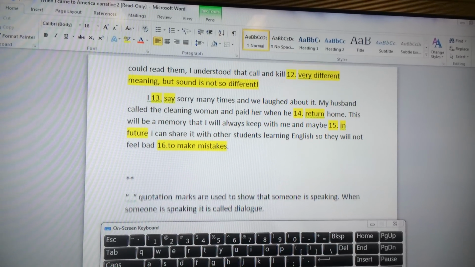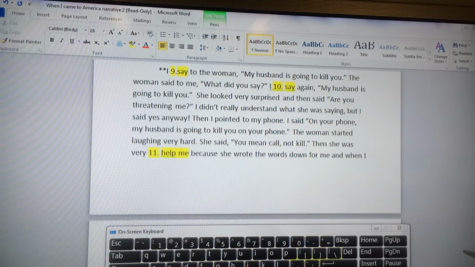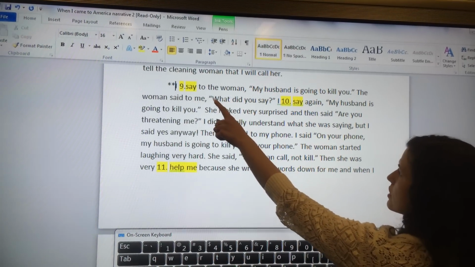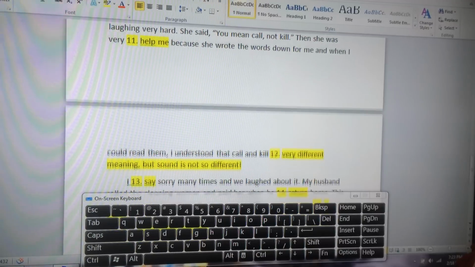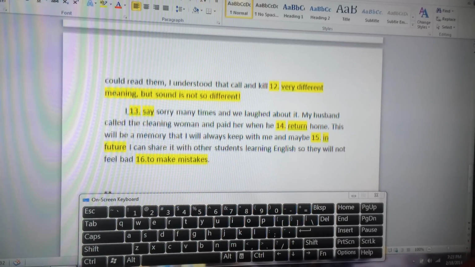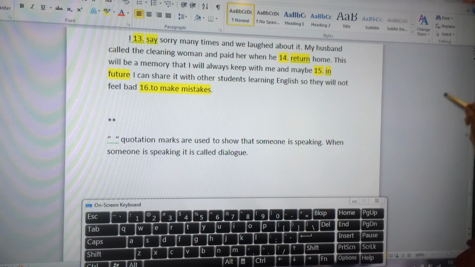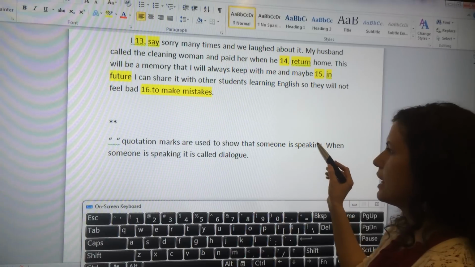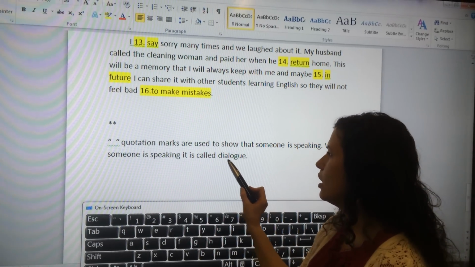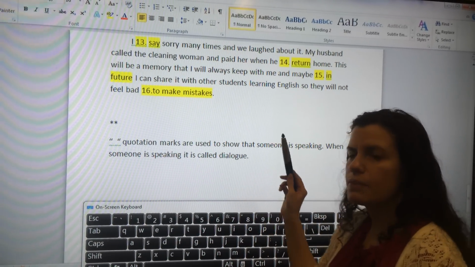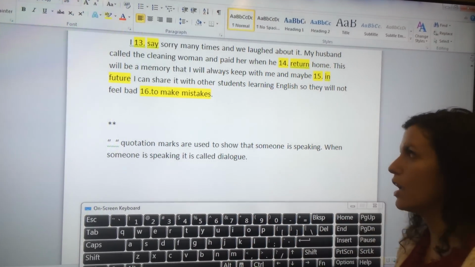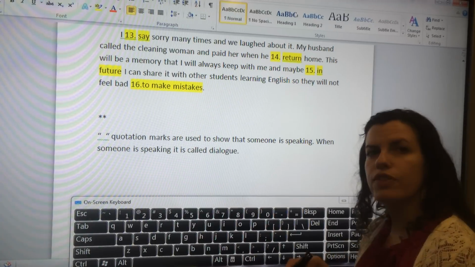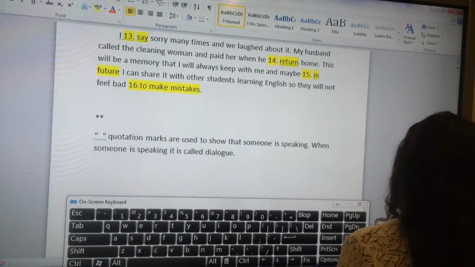Okay, now in that paragraph, what we see are some marks. These marks are called quotation marks. Okay? They are used to show that someone is speaking. When someone is speaking, it is called dialogue. So in this paragraph, there's going to be some dialogue. There's going to be some speaking. So it's going to look different than the other paragraphs.